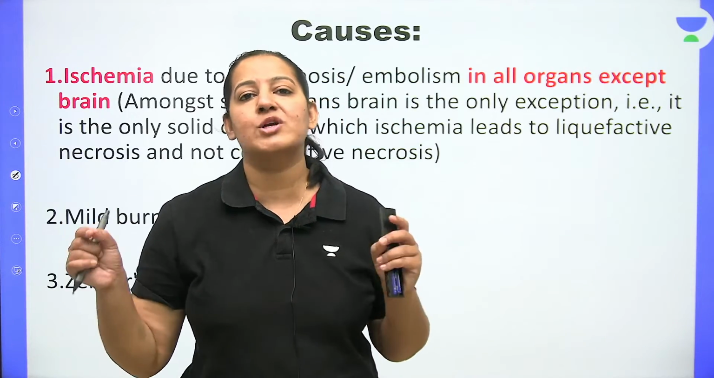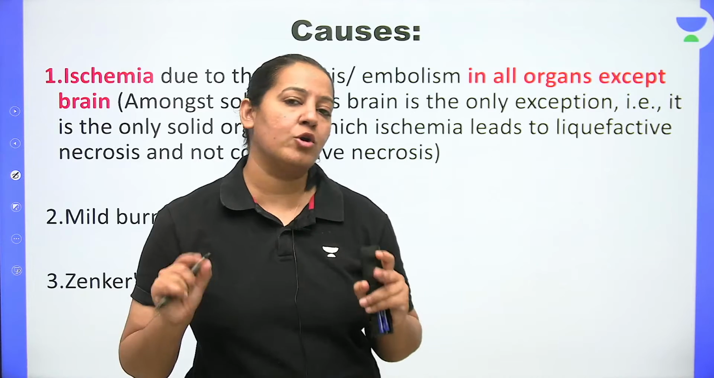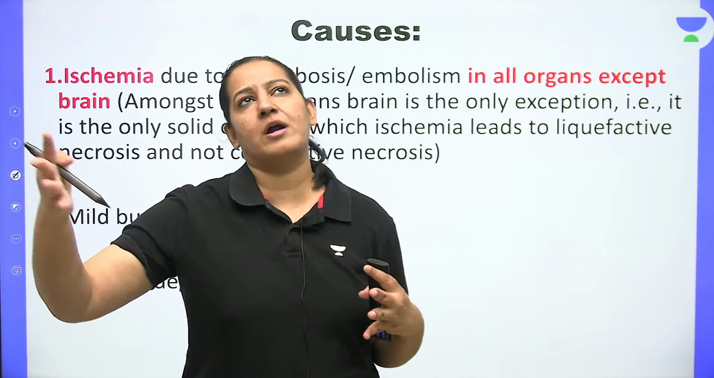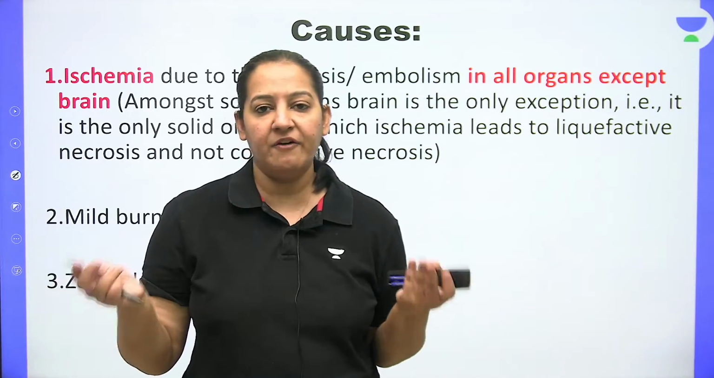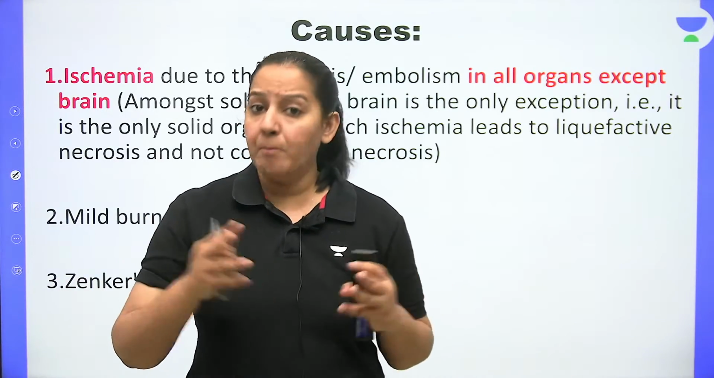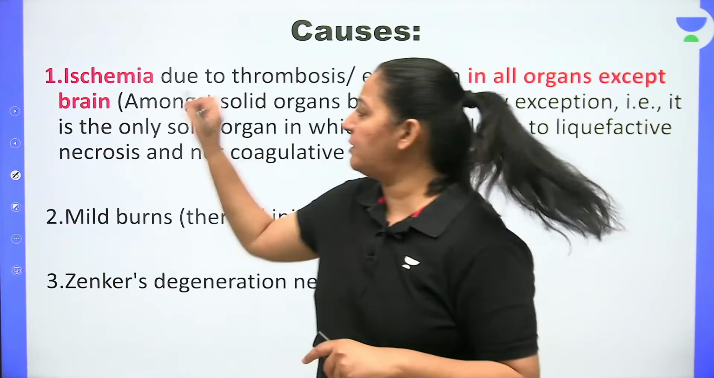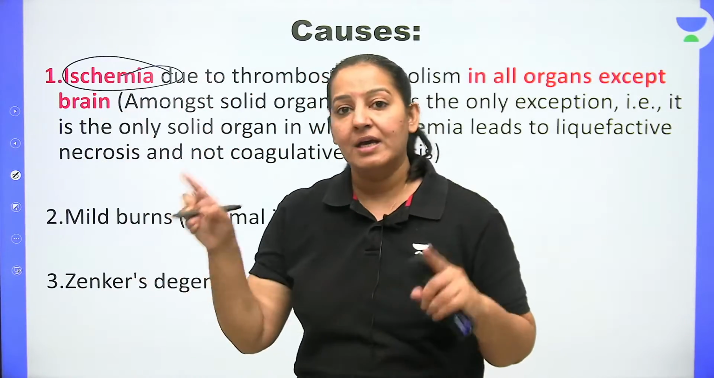All cells and all organs require blood. What if any organ is not getting blood? You will say, ma'am, ischemia will happen. What if the ischemia continues for a longer time? You will say the cell will die. If any cell is not getting blood for a long time, the cell will ultimately die. So the cause of the death is coagulative necrosis. So with ischemia of any organ of the body, the cell will die.